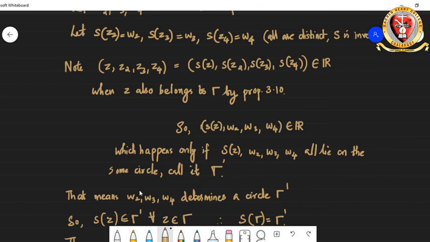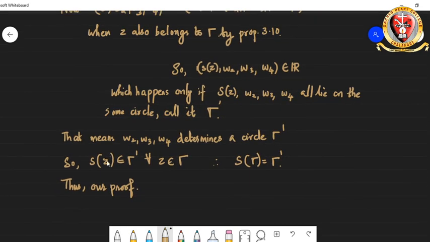All the 4 points come from gamma dash. That means w2, w3, w4 definitely determine the circle gamma dash, and so we can say that S of z belongs to gamma dash for every z belonging to gamma. Therefore, S of gamma is equal to gamma dash. That means every circle is mapped to some circle by any Mobius transformation. So that was a very simple and direct proof of this theorem, and I hope you now have better clarity about the logical movement throughout the proof.